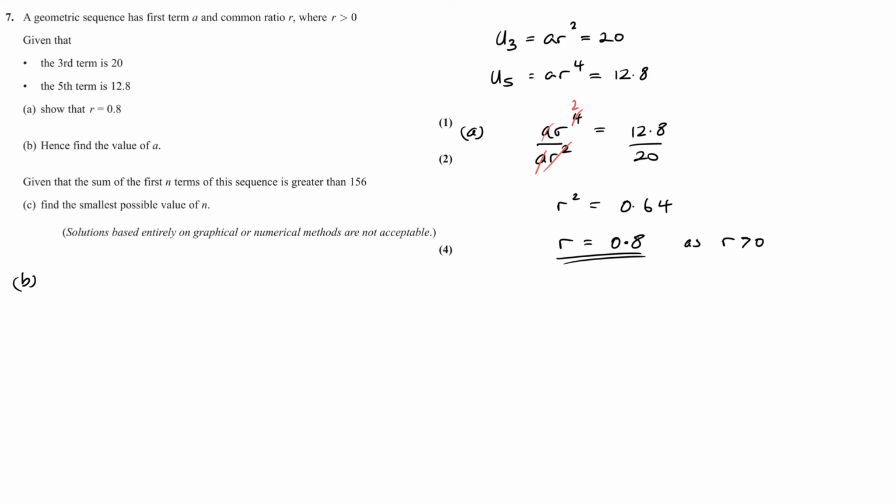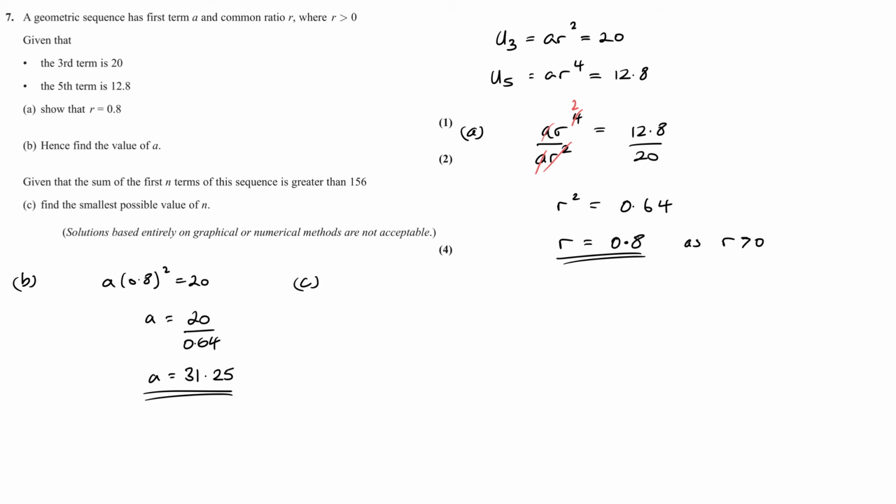Now part B is hence find the value of a. So I'll start with the third term, a times 0.8 squared is equal to 20. So a is equal to 20 divided by 0.8 squared, which is 0.64. And that is 31.25.